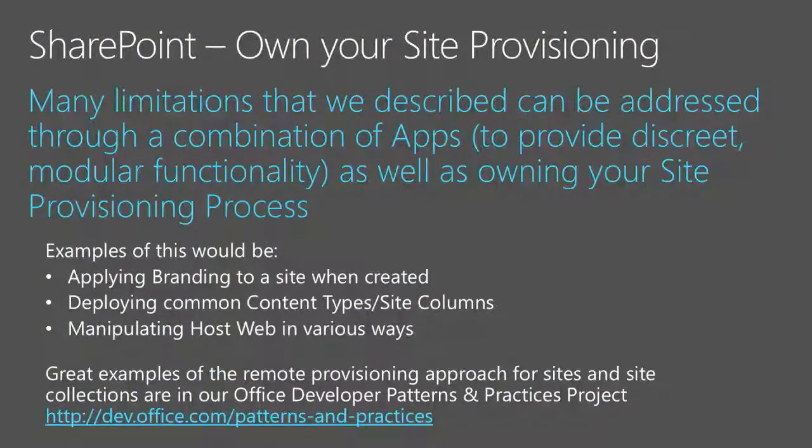So we talked about some of those limitations a little while ago, about some of the things you couldn't do when you were stapling apps into the catalog. Things like I want to create content types, I want to create lists, I want to create libraries. And I'm not talking about in the app web, I'm talking about in the host web.